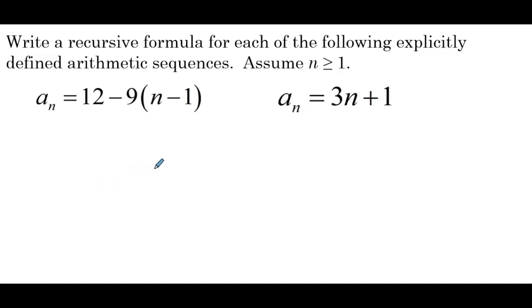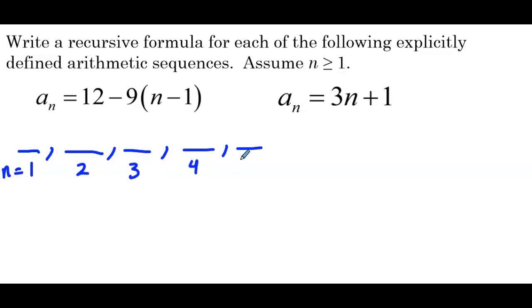Now write a recursive formula for each of the following explicitly defined arithmetic sequences. Assume n is greater than or equal to 1. So here they're giving us the explicit formula now, and we need to come up with the recursive. Okay, so again I would start by listing out the first 5 terms. Now just as I did with recursive, I'm going to start by just creating 5 blank spaces here. And underneath write their n values. So here n equals 1, 2, 3, 4, 5.